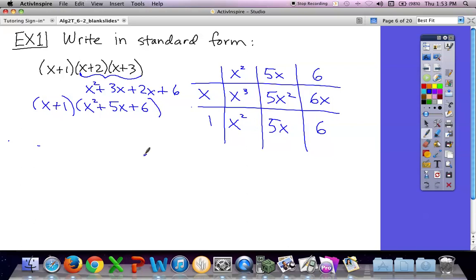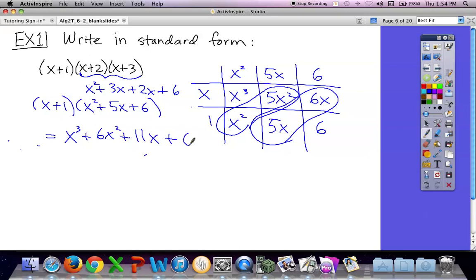When you multiply 2 things times 3 things, you make 6 things, but some of them are like terms. So now we've got to look for the ones that are like terms. In this case, they are here. Those are both x squared, and these are both x to the first. So that's it. It equals x to the third. How many x squareds do we have? 6x squared. How many x's do we have? 11x. And what's left is the 6. There you go.